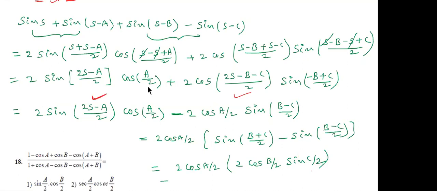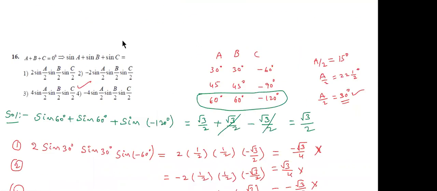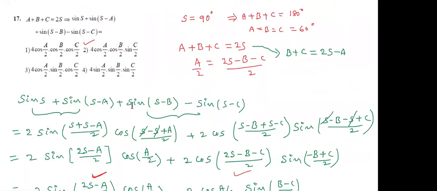Enough. 2 into 2, what? 4. Write in particular order. That means first A, next B, next C. See here, the first two terms are cos, the third term is sine. So which option is correct? First two terms are cos, the third term is sine. Which option is correct, students? Second option, or not? Right. So please copy this.